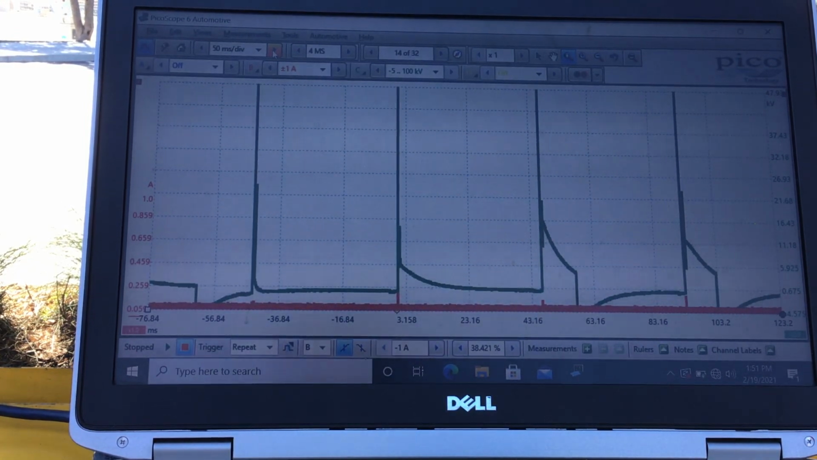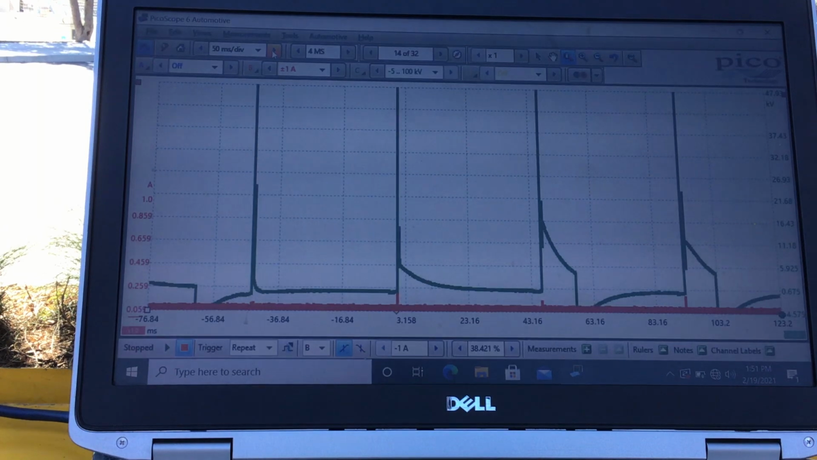Okay, welcome. Today's video is going to be about secondary ignition, in particular the effect of fuel mixture on the spark line. You can see a frozen picture on the scope. We'll get the car running.